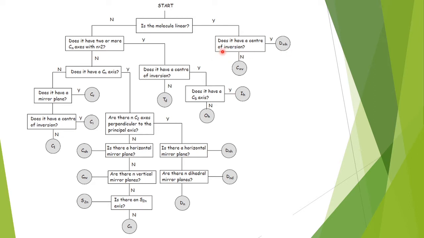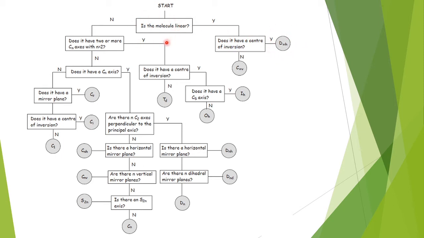Then what if it is linear and it doesn't have a center of inversion? That is the case of HCl. The HCl molecule is linear, but it does not have a center of inversion. Then it belongs to the C infinity v point group. Whereas D infinity h includes homonuclear diatomic molecules, H2, N2, O2, or acetylene. All these molecules are linear and they have a center of inversion. Then they belong to the D infinity h group.